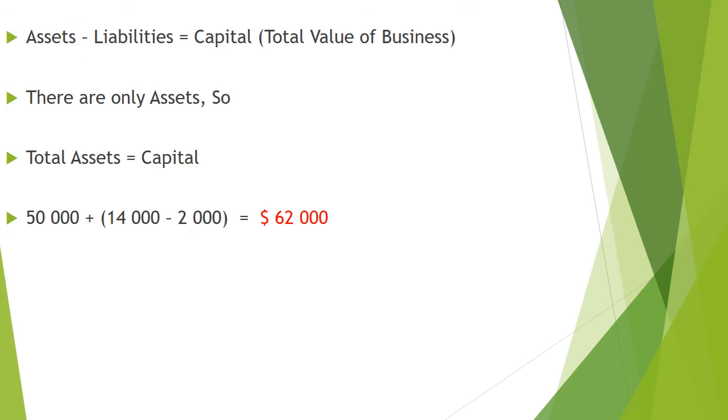$62,000. Assets less liabilities is equal to capital, the total value of the business. There are only assets, so total assets is equal to capital. 50,000 plus 14,000 less 2,000. 2,000 will be bad debts and 14,000 trade receivables, and 50,000 is premises. So $62,000 will be the total value of the business. This is also called the capital.